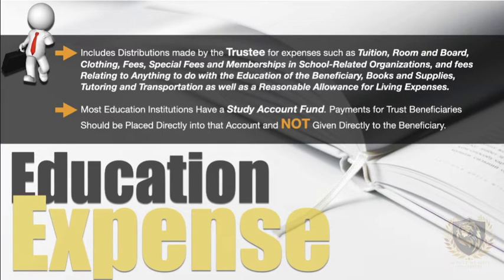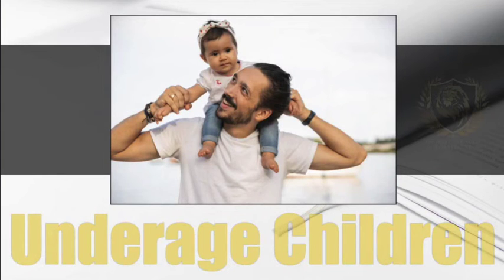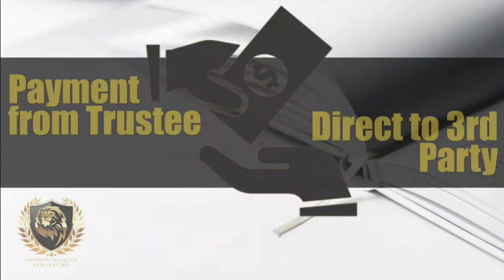Most education institutions have a student account fund. Payments for trust beneficiaries should be placed directly into that account and not given directly to the beneficiary. All expenses for an underage child under the age of 21 or an incapacitated beneficiary are authorized expenses of the trust. Payments must be made to the parent or legal guardian and not to the beneficiary. All payments must be made to the third party, i.e. receiving party, not to the trustee or beneficiary.